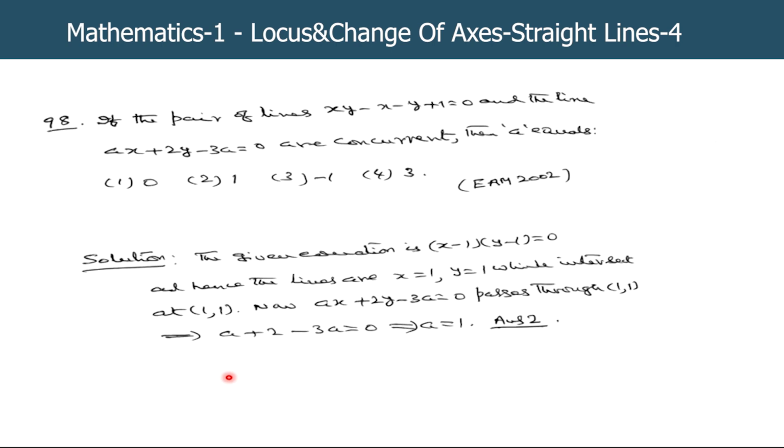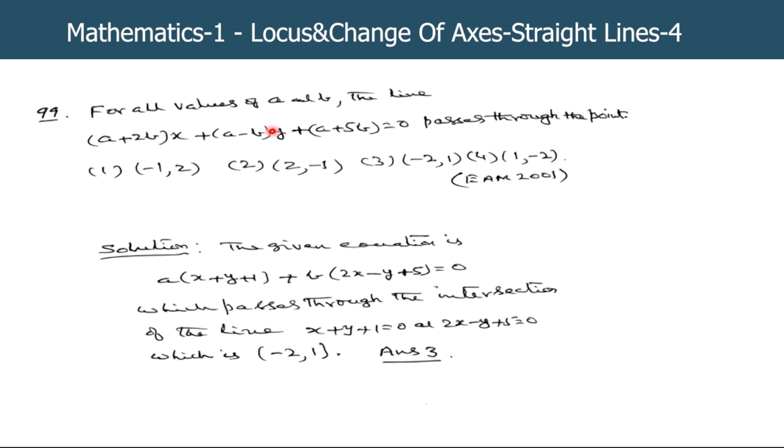And this point must lie on ax plus 2y minus 3a equal to 0 because the lines are concurrent. So, therefore, ax plus 2y minus 3a equal to 0 passes through (1, 1), which implies a plus 2 minus 3a is equal to 0. So, therefore, a is equal to 1. So, correct option is option number 2.